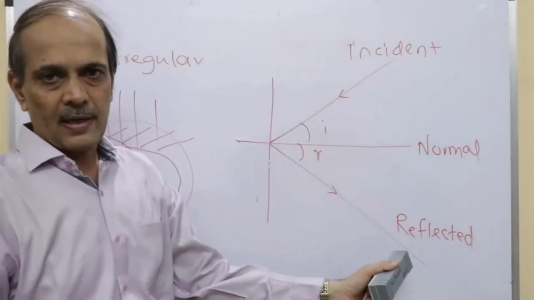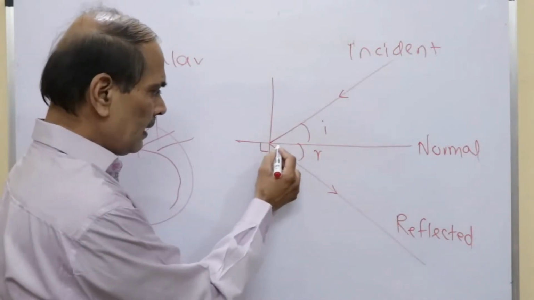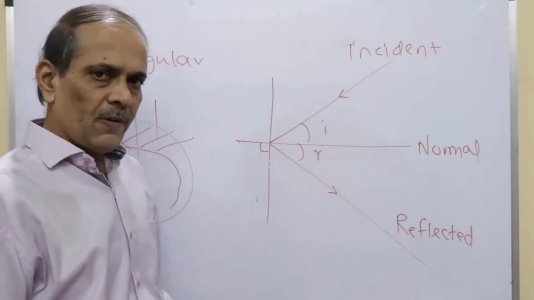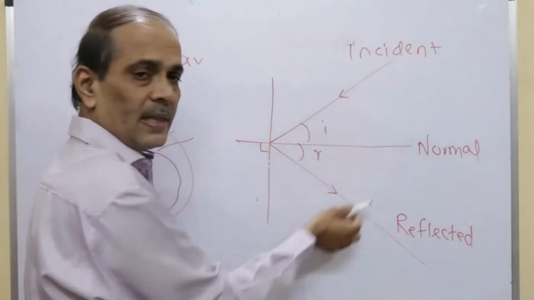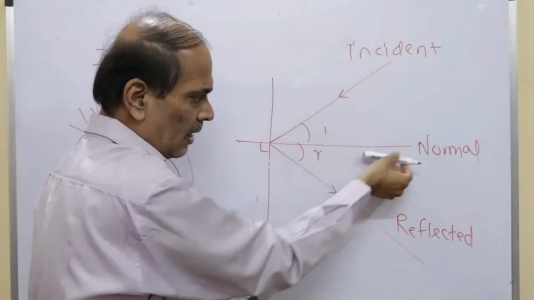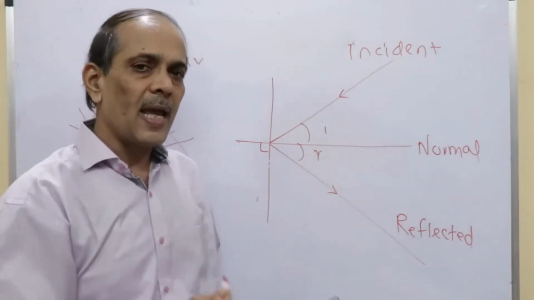Incident ray and reflected ray with the normal in the middle, making exactly a 90-degree angle here. Now one more law about reflection, which is just a simple one. There are three things involved in it: one is the incident ray, one is the reflected ray, and one is the normal. All three are in the same plane.